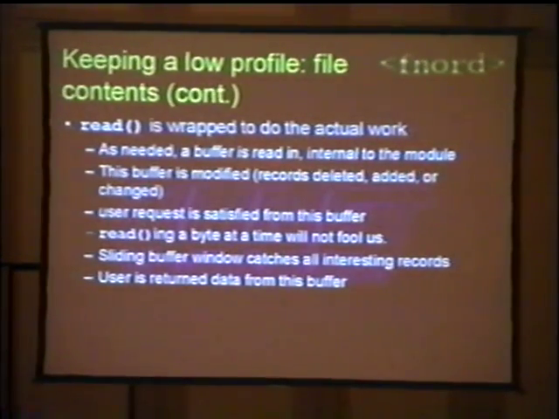If the user request is smaller than the valid data left in the buffer, we save the buffer for the next time they read. If it's not enough to satisfy the user request, we repeat the whole thing over and over again, and we use a sliding buffer window, that I'll go into in a second, to catch all interesting records, even when they fall on buffer boundaries.